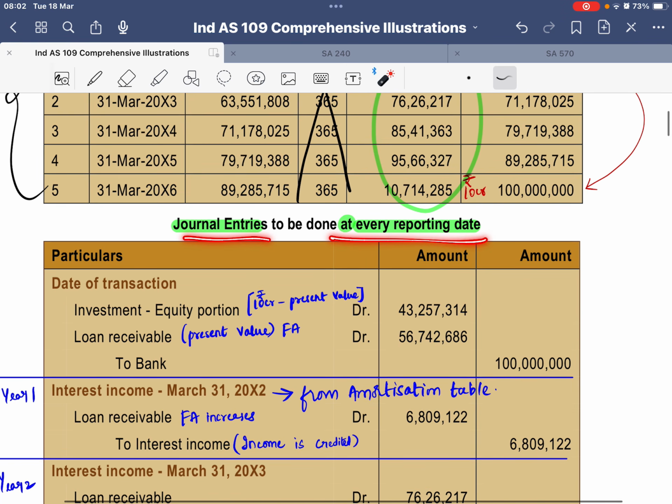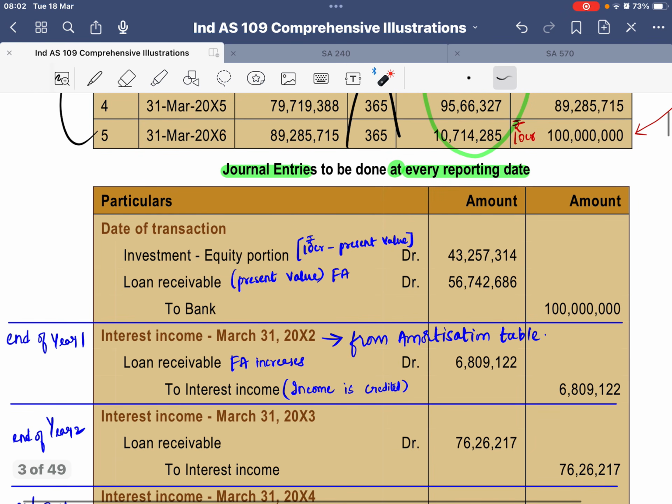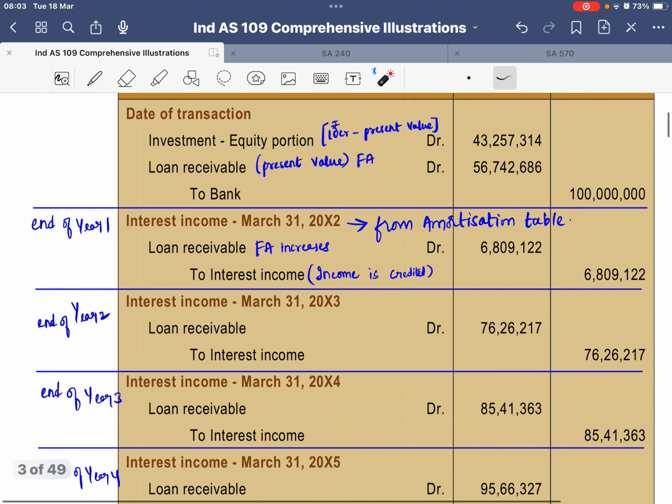Journal entries at every reporting date. This is the date of transaction. Investment, the equity portion, is 10 crore minus present value. Loan receivable, the present value component, which is the financial asset, to bank 10 crore. End of year 1. From the amortization table, loan receivable, the financial asset, increases to interest income. Income is credited.